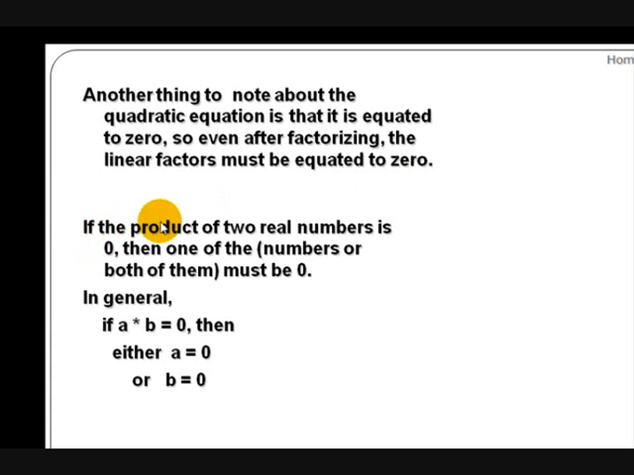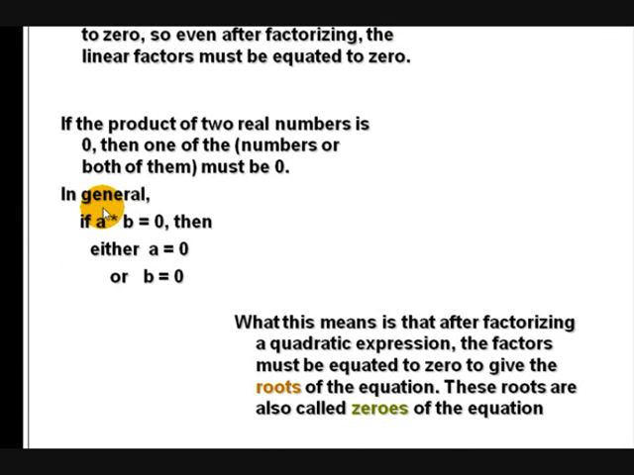Take note that if the product of two real numbers is 0, then either one or both of the numbers must be equal to 0. That is, in general, if A times B is equal to 0, then either A equals 0 or B equals 0. Alright? So therefore, what this means is that after factorizing a quadratic expression, the linear factors we obtain must be equated to 0 in order to obtain the roots of the equation. And these roots of the equation are also called the zeros of the equation.